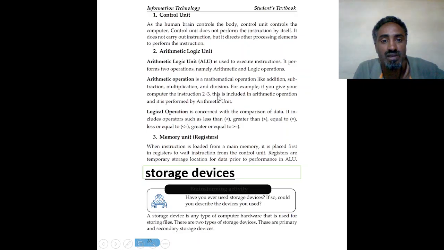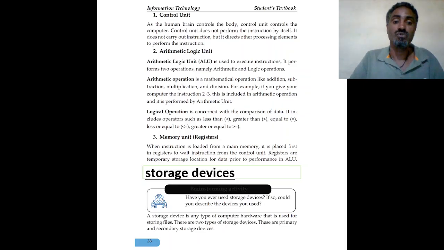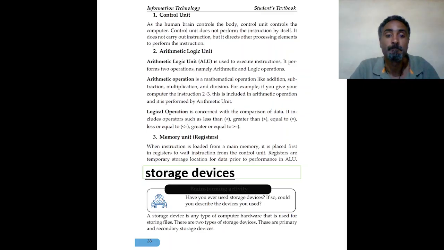It performs the arithmetic operation like a human. It operates and compares, logical operations, like a human. That is why we say the brain of the computer, along with the control unit, controls the passing of instructions from one unit, one device, to another. The last component of the central processing unit is the memory unit or registers.